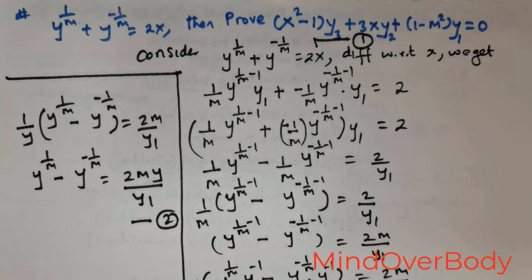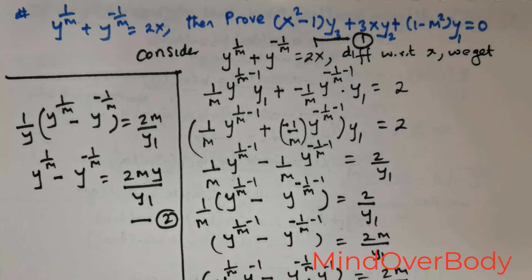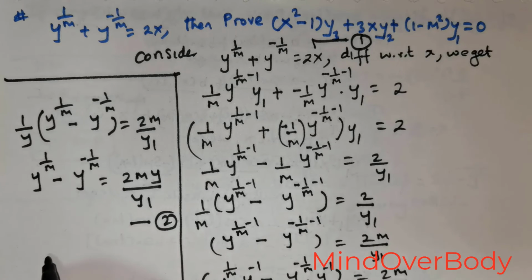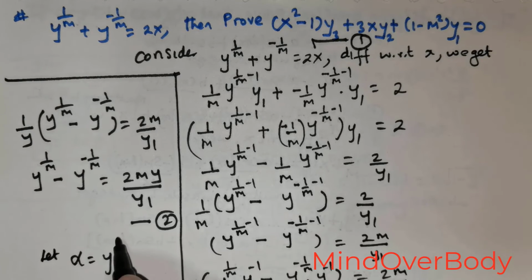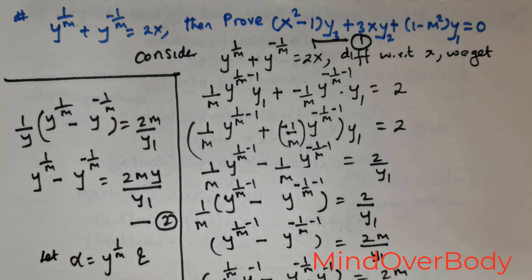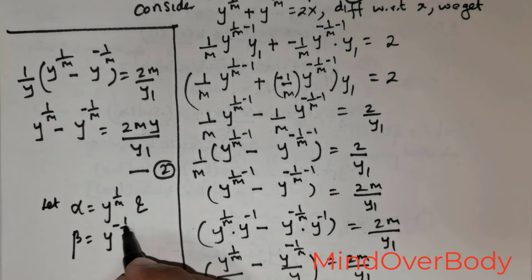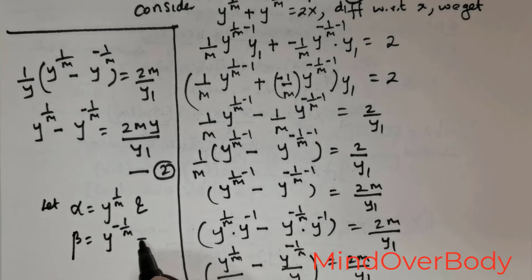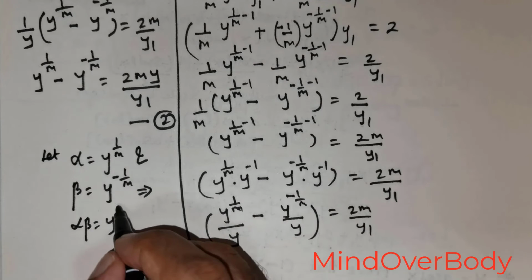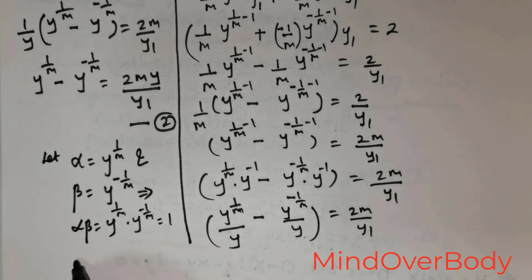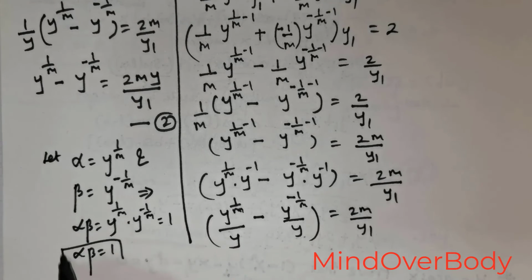So for that we will have to make a few alterations. So what are those alterations? I'm going to take here, you see this y raised to the power of 1 over m. I'm going to state: let alpha be equal to y raised to the power of 1 over m and beta be equal to y raised to the power of negative 1 over m. So this would mean alpha times beta is equal to y raised to the power of 1 over m times y raised to the power of negative 1 over m, which is equal to 1. So I got a value: alpha beta is equal to 1.